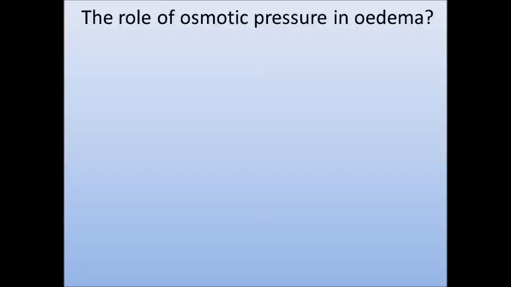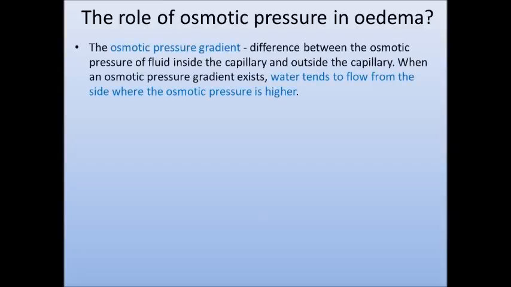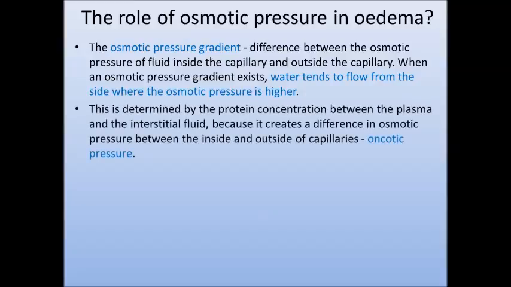Next, we are going to look at the role of osmotic pressure in edema. So the osmotic pressure gradient is a difference between the osmotic pressure of fluid inside the capillary and outside the capillary. When an osmotic pressure gradient exists, water tends to flow from the side where the osmotic pressure is higher. This is determined by the protein concentration between the plasma and the interstitial fluid, because it will create a difference in osmotic pressure between the inside and the outside of capillaries. The osmotic pressure caused by protein concentration is also called oncotic pressure.